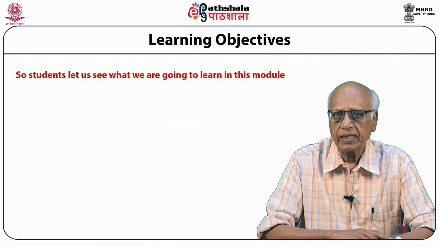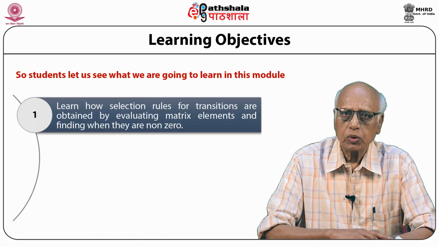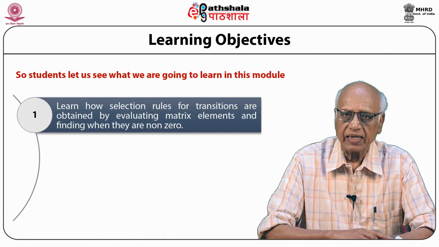Today we are going to discuss the module Application to the Hydrogen Atom. This is from the paper Radiation Theory in the course on Physics. After studying the module, you should be able to understand how selection rules for transitions are obtained by evaluating matrix elements and finding when they are non-zero.